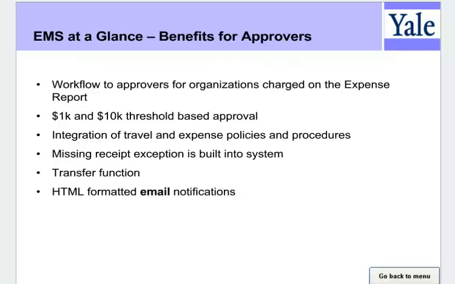Preparers will not attach receipts for expenses under $75. A missing receipts exception is also built in. Finally, you will be able to transfer expense reports to other approvers and will receive HTML formatted email notifications.